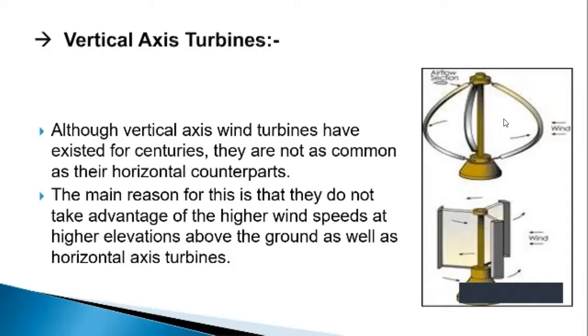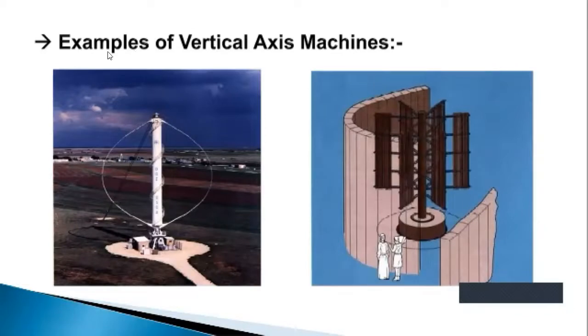Here is the diagram of a vertical axis wind turbine. Here are some examples of vertical axis machines. Here is some representation of vertical axis wind turbines.